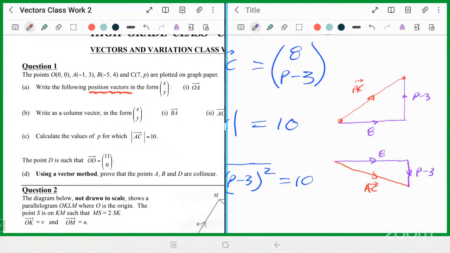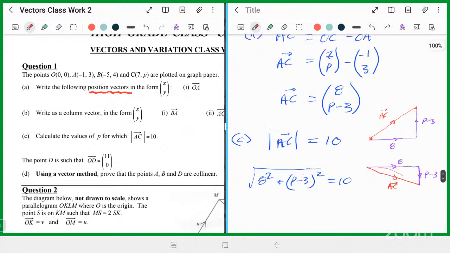And what they're basically telling us is this length is 10. That's what this means. The modulus is 10, which means that this length is 10 right here. Or this length is 10. So the length of this vector is equal to 10, or the length of this vector is equal to 10. So in a triangle like this, remember this is a right angle, 90 degrees. Or if it's this one, 90 degrees.